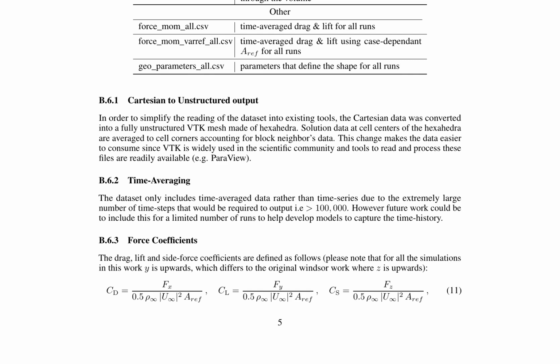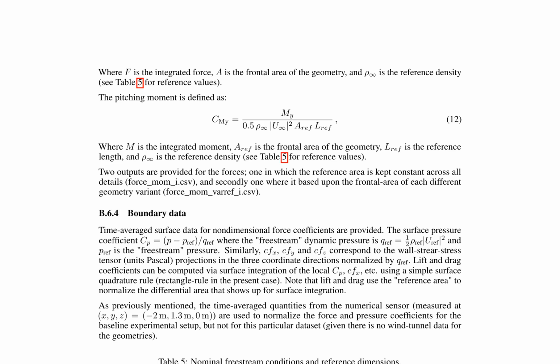CD, CL, and CS are calculated as the ratio of the force components to the product of the free stream density, the free stream velocity squared, and the reference area. Note that the y-axis is defined as upwards in this work, differing from the original Windsor work where the z-axis is upwards. The computation of lift and drag coefficients for various geometries in a wind tunnel is discussed in this document. Lift and drag coefficients are calculated using the integrated force F, frontal area A, and reference density ρ infinity.